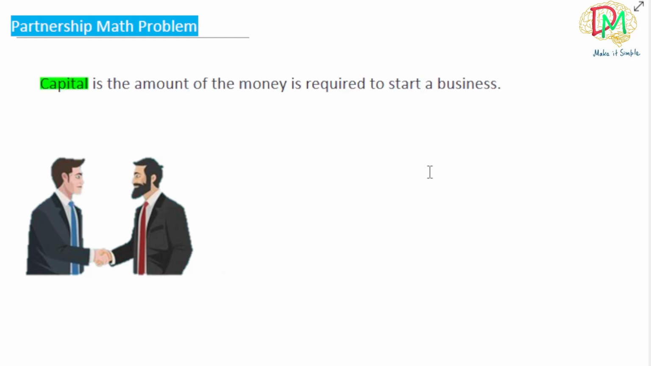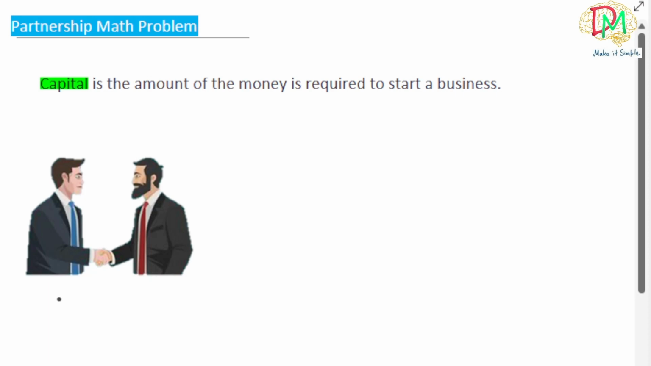Let's understand the meaning of partnership. Partnership is between two or more partners when they agree, or make a contract, to do some business mutually. So let's take one example.